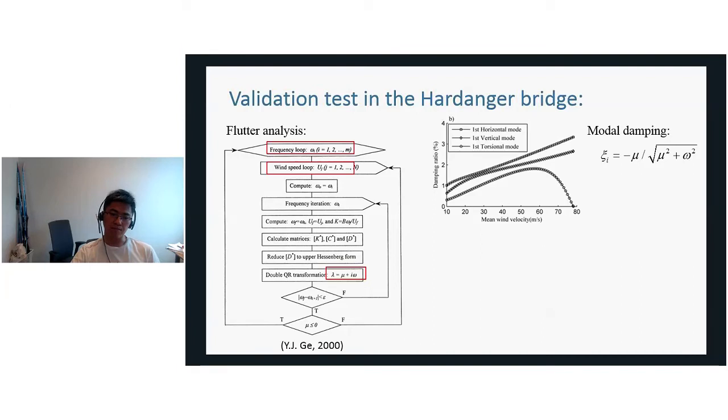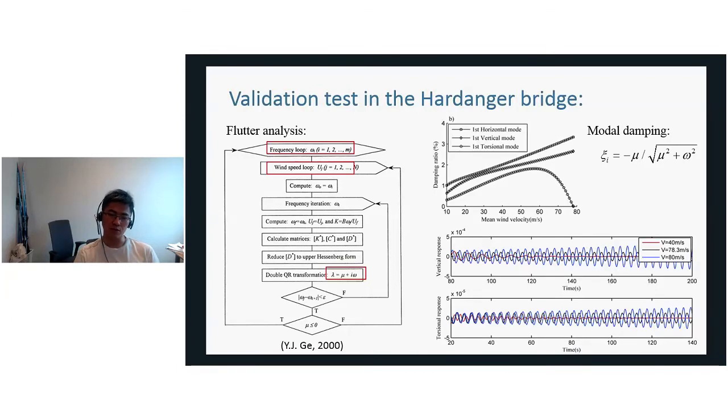So we plot the vertical response and the torsional response of the girder at mid span for three different mean wind velocities. The red curve is for a wind velocity of 40 meters per second, and you can see that the response decays to zero. At a wind velocity of 80 meters per second, the response diverges, becoming larger and larger, and it will never stop. At a wind velocity of 78.3 meters per second, the response almost keeps constant. It means the structure has zero damping, and this is the critical wind velocity based on the time domain method. It is very close to the result of the frequency domain analysis.